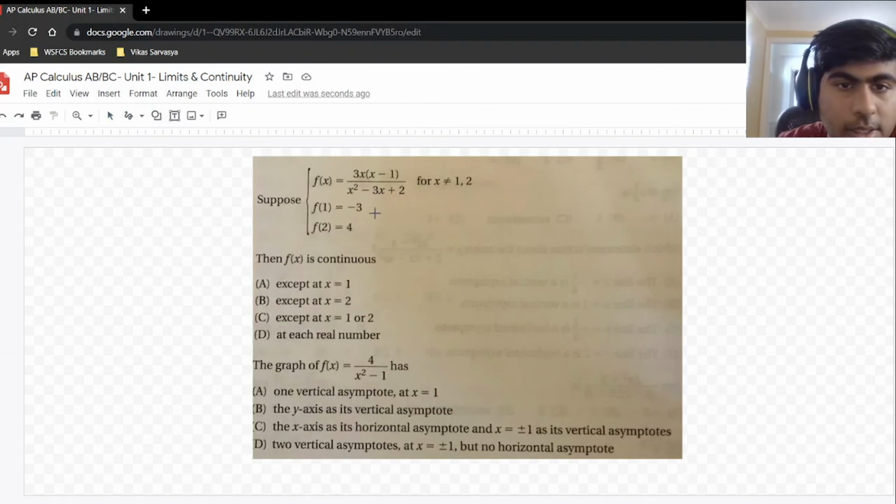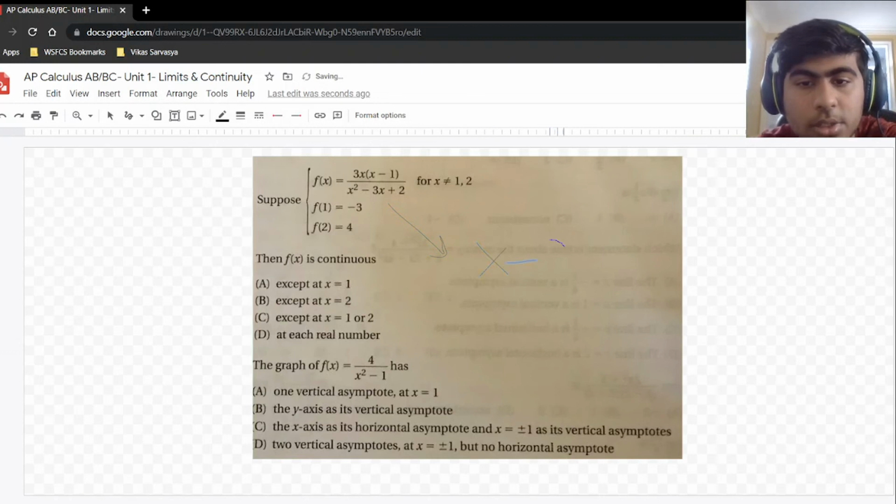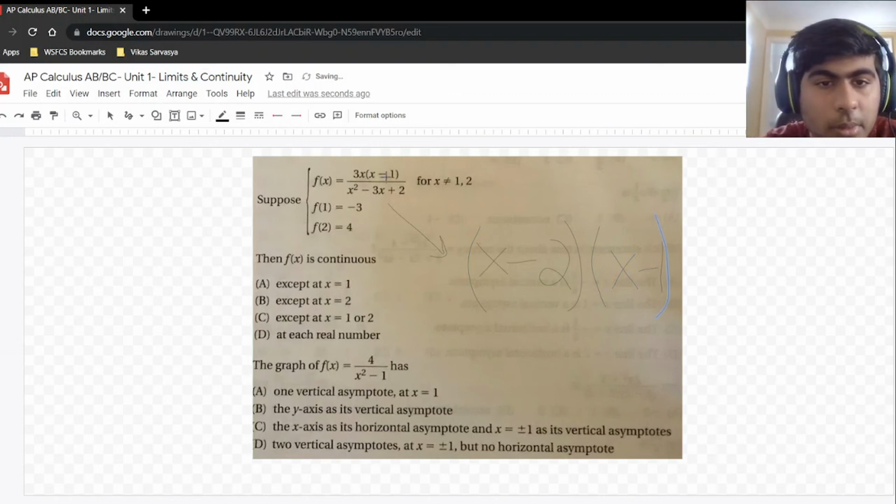Well, the first thing we see is that this x squared minus 3x plus 2, we can factor that and make x minus 2 times x minus 1. And in the denominator, this 3x times x minus 1, we can get rid of that common term, and we end up with 3x over x minus 2.